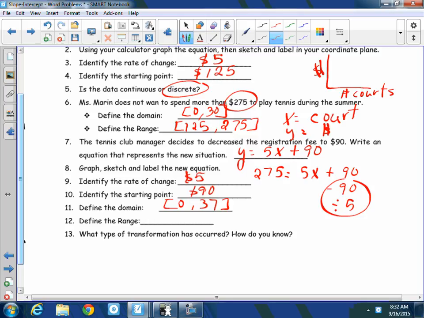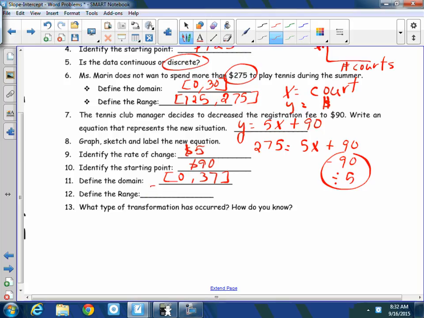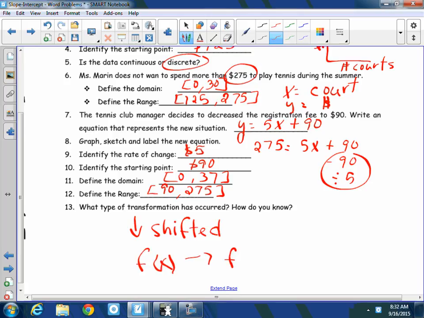The range. Very good. Very good. It just changes instead of 125, it changes to a 90. It's always going to be 275 regardless of it going down. Okay, so what type of transformation did we already say? It's a shift down, right? Why? Because it went from f of x to f of x minus whatever it is, right? What was it? 35? Thank you so much. Minus 35. Alrighty? Are we good?